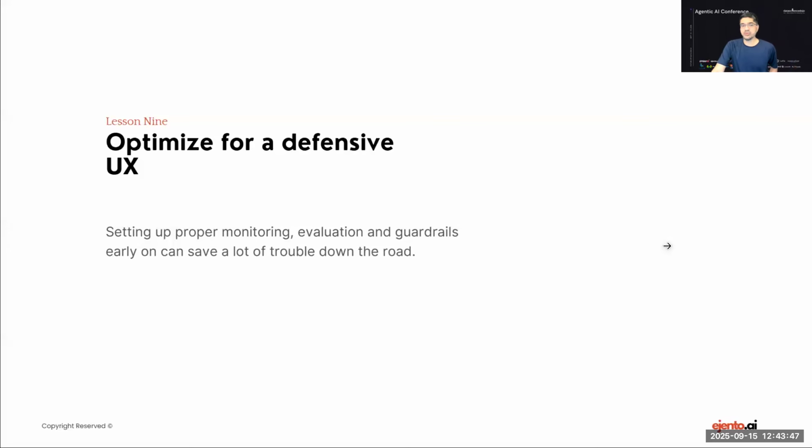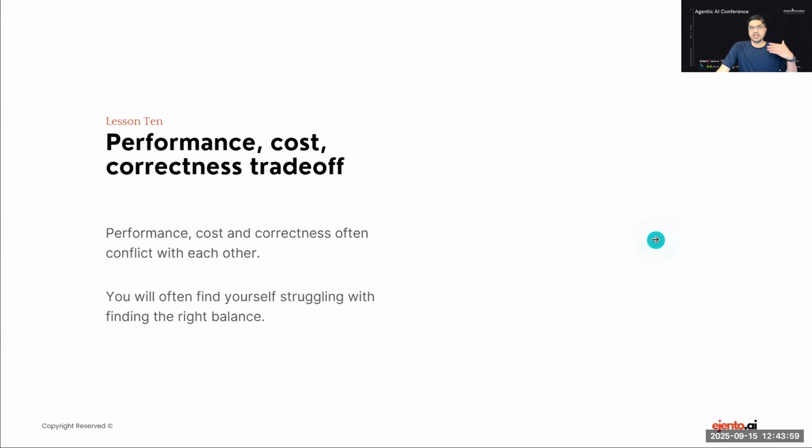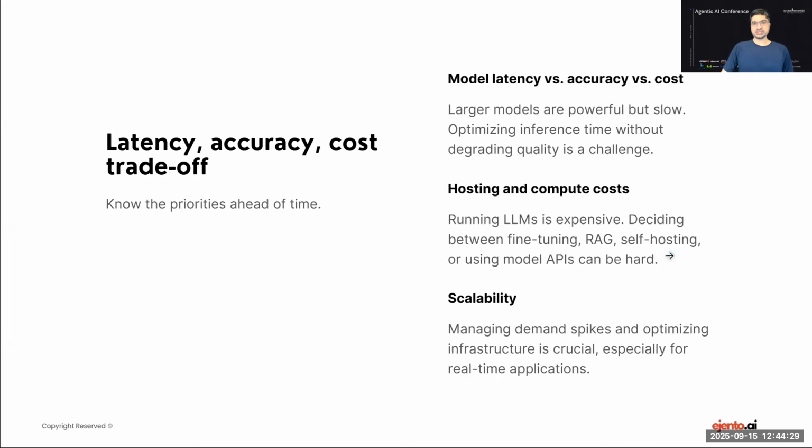It is important to build a UI that is defensive. Make sure that you are using proper monitoring and evaluation guardrails. In addition to that, make sure that you have a UI that doesn't let people do things that they should not be doing. And the last thing is that you will always find yourself stuck in this performance, cost, and correctness trade-off, in addition to, of course, the compliance, governance, safety, and guardrails type challenges. You will always find yourself struggling with these when you're building these applications.